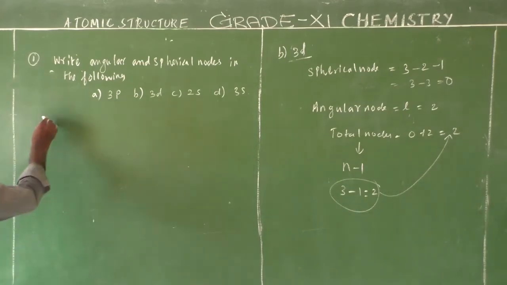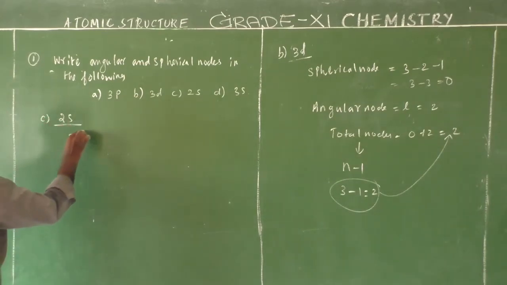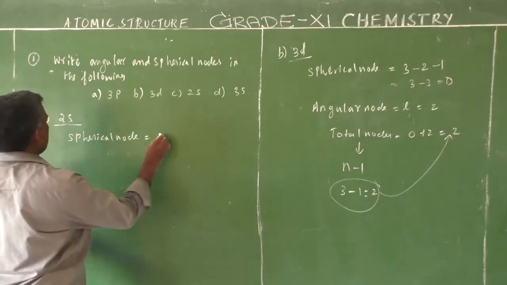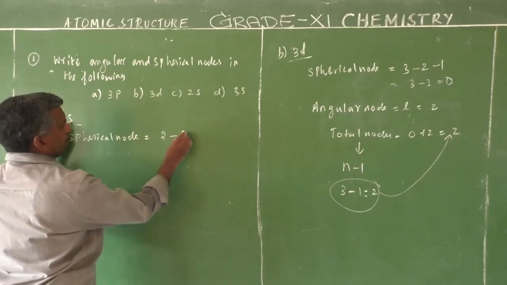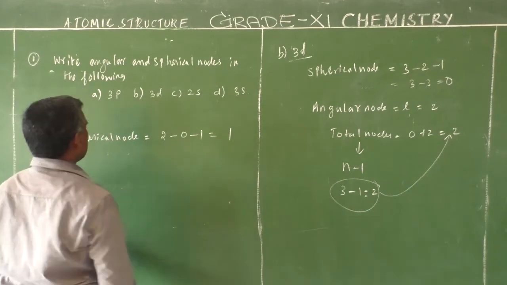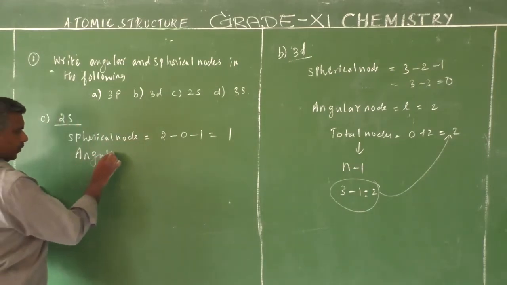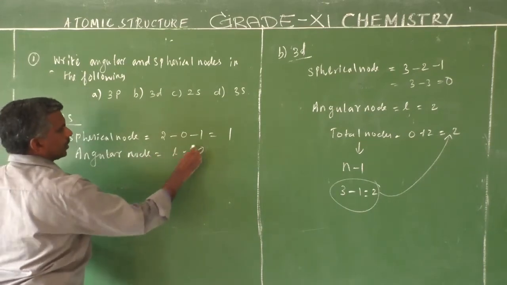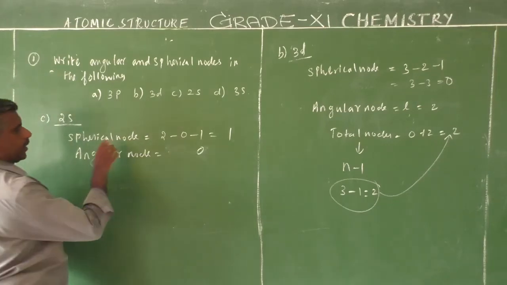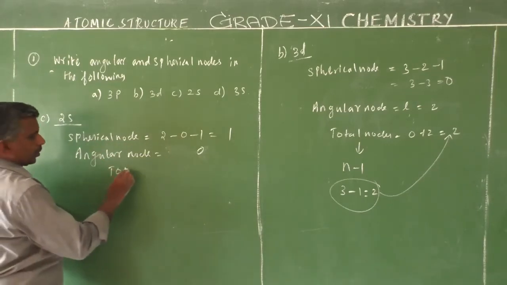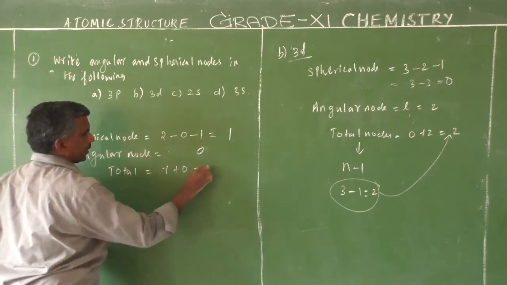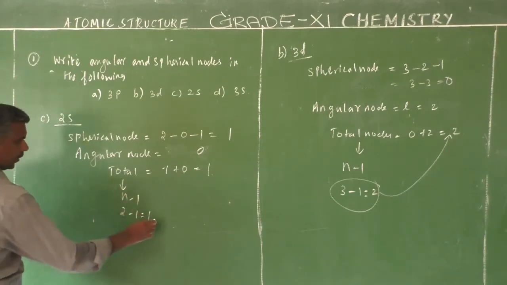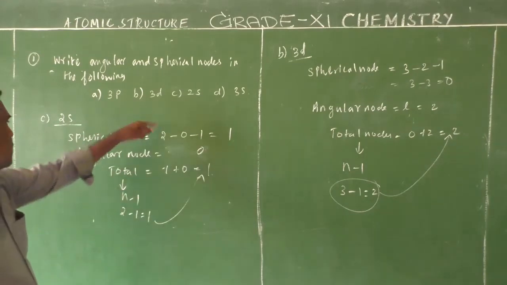Next, C, the 2s orbital. Spherical node: the n value is 2 minus l, for s that is 0, minus 1, which is 1. Angular node: the l value is 0, so the angular node is 0, because l is equal to 0 for an s orbital. Total nodes: 1 plus 0, that is 1. By the formula n minus 1, 2 minus 1 is 1. Okay, this is the 2s orbital.